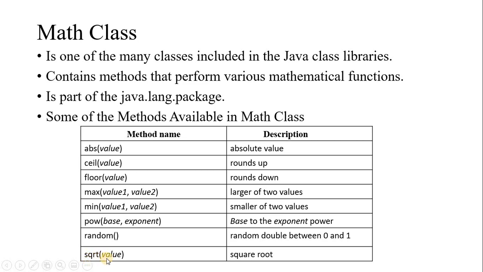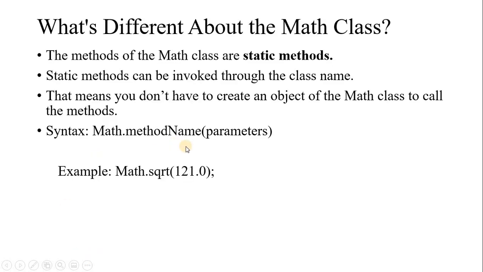We have square root value. Square root of any number you want to find, we can use the sqrt method. So these are the important methods. Mainly the math class provides static methods. So we need not create an object for this class. A static method can be directly called by using the class name.